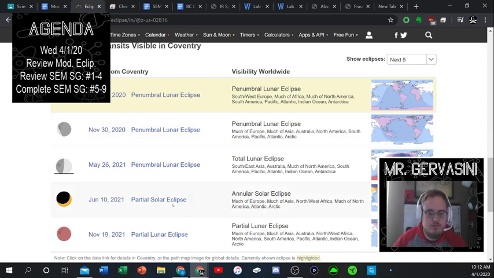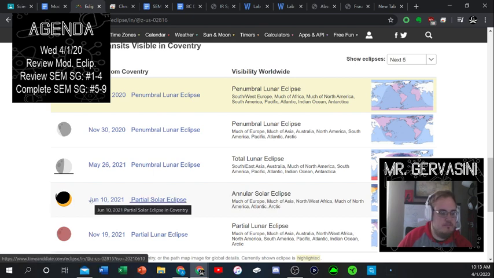Well, I want you to look here, visibility from Coventry. You're at a different angle because you're at a different place on the Earth with regards to most of the Earth. So this is the maximum the eclipse will be at. This is what you see from Coventry. All right. So you're supposed to be looking from the left side, not the right side. I think some people were looking on the right side, but that's visibility worldwide. I wanted you looking at visibility from Coventry. Okay. So the next partial solar eclipse is June 10th, 2021. So next summer.